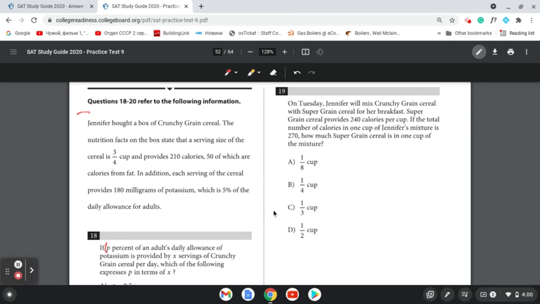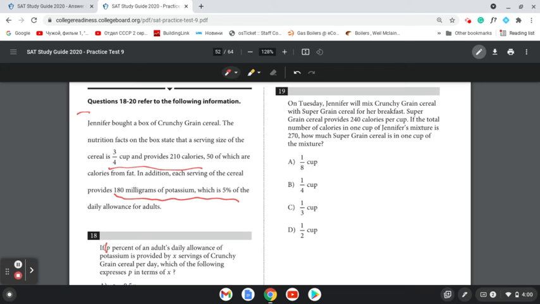SAT test 9, question number 19 from the calculator section, based on the scenario where Jennifer is using certain cereal and information is given about the crunchy grain cereal. 3/4 of a cup of the crunchy grain cereal provides 210 calories, 50 of which are from fat, which also represents 180 milligrams of potassium, which is 5% of the daily allowance. Question number 19 extends that information to the following situation.